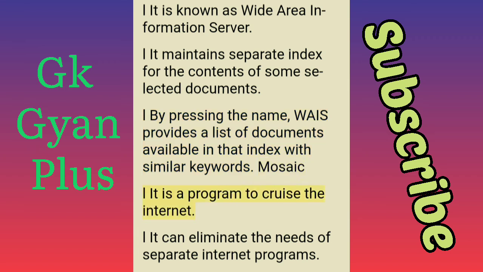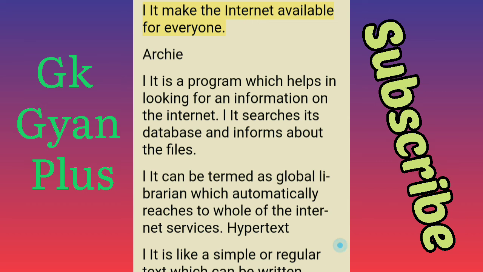Mosaic. It is a program to cruise the Internet. It can eliminate the need for separate Internet programs. It makes the Internet available for everyone. Archie. It is a program which helps in looking for information on the Internet. It searches its database and informs about the files. It can be termed a global librarian, which automatically reaches the whole of the Internet services.